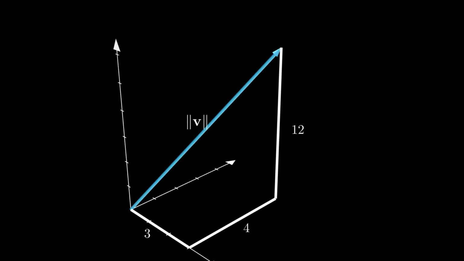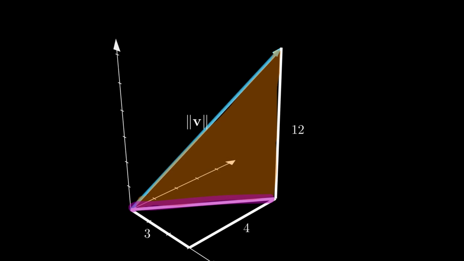But we can't directly apply the Pythagorean theorem yet, because we don't have a right triangle. So first let's draw a supporting line along the ground. Notice that if we can find the length of this line, it becomes one side of a right triangle, with 12 as the other side and our vector as the hypotenuse. Then we can use the Pythagorean theorem to find the magnitude of the vector.